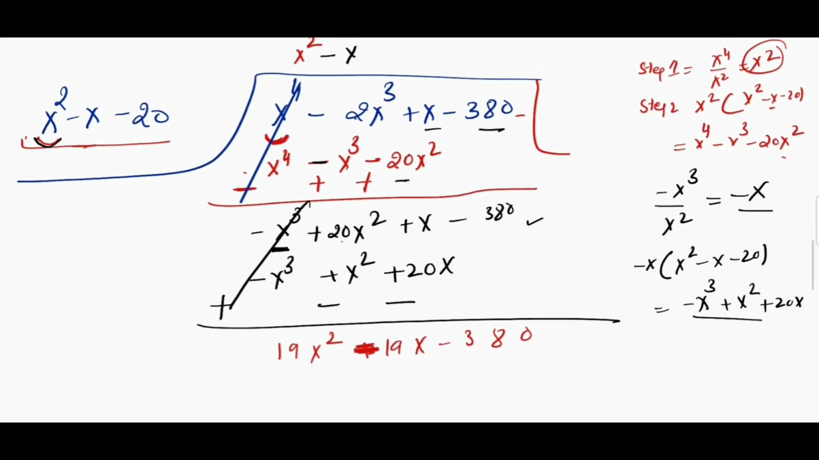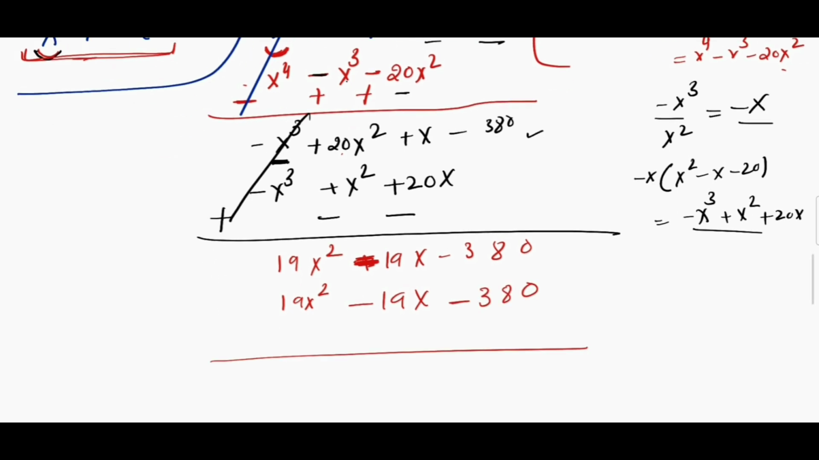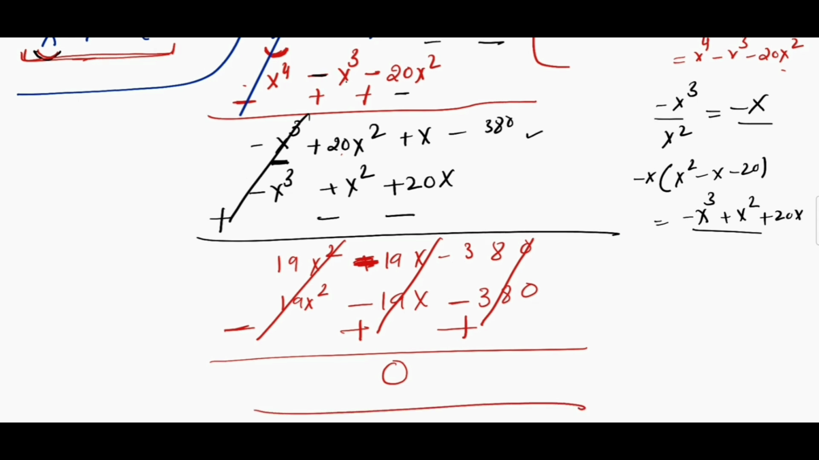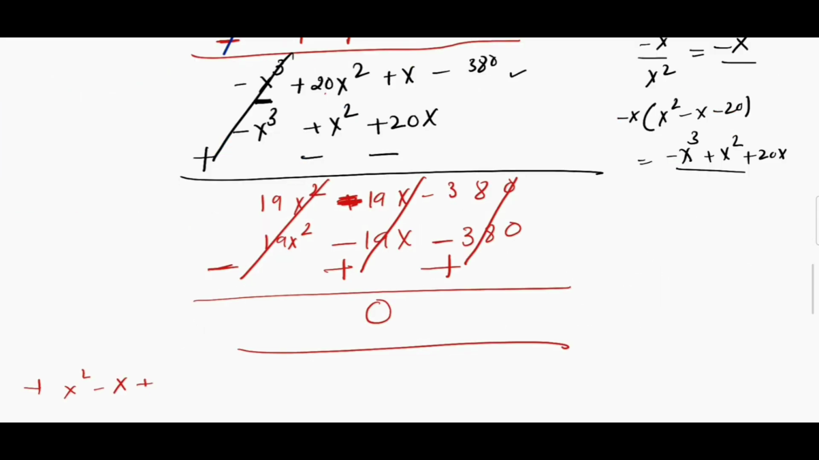Now we'll multiply this with plus 19. So we'll get 19x square minus 19x minus 380. Now we'll change the sign. This is negative, this will become plus, and here plus. This will get cancelled with this, and this will get cancelled with this. We'll get 0 here. So x square minus x plus 19 is also a solution of equation number 1.